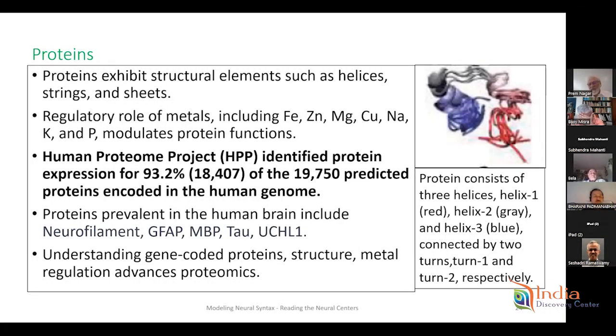Now, here is the image of the protein that consists of 3 helices: helix 1, which is in red, helix 2, which is gray, and helix 3, which is blue, connected by 2 turns, turn 1 and turn 2 respectively.